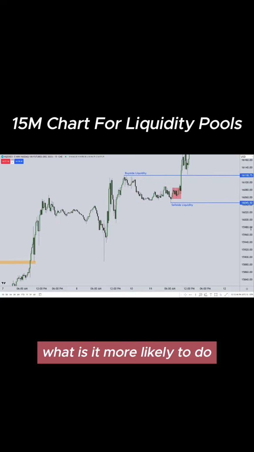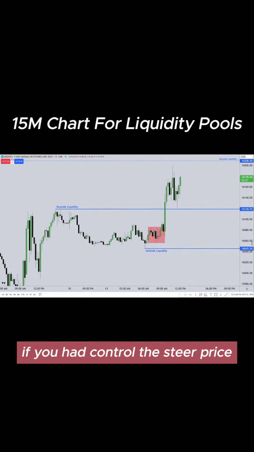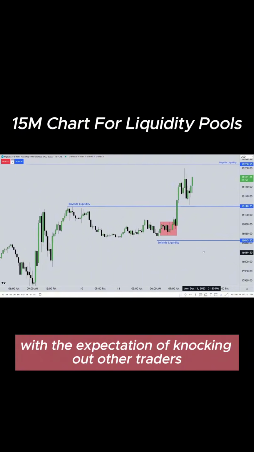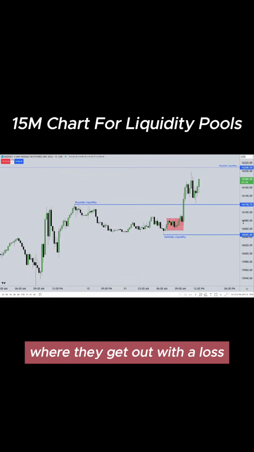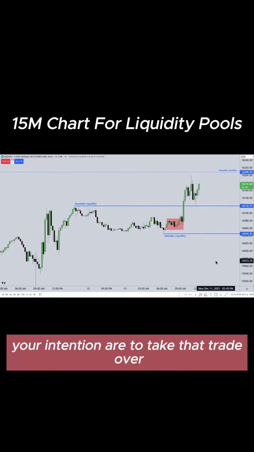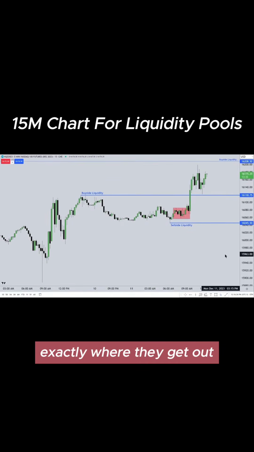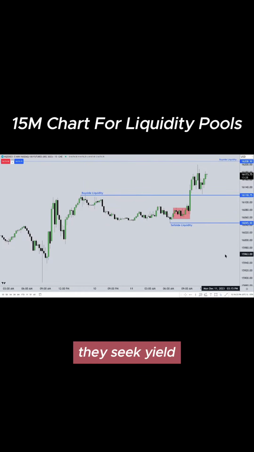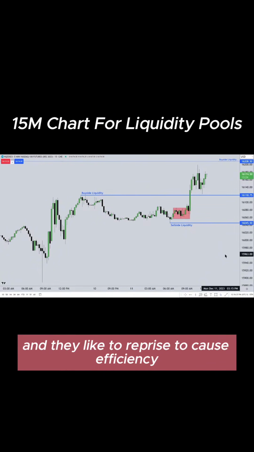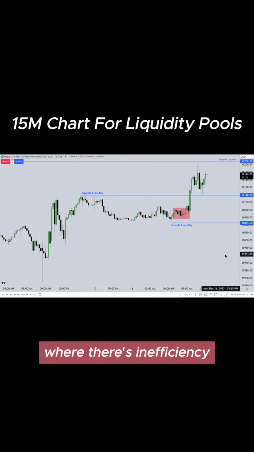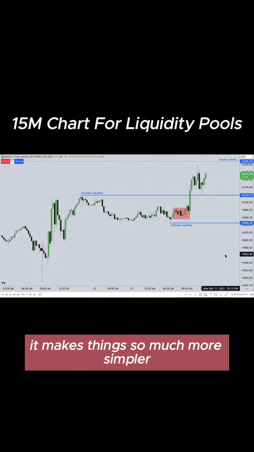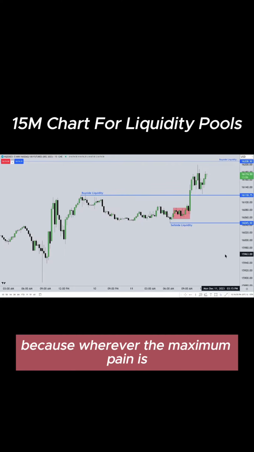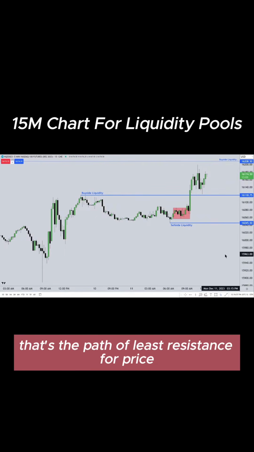What is it more likely to do if you had control to steer price with the expectation of knocking out other traders so that way you could take their position over where they get out with a loss? Where they get out with a loss, your intentions are to take that trade over exactly where they get out. Understand that these markets operate on the basis of liquidity. They seek yield, and they like to reprice to cause efficiency where there's inefficiency. When you take a step back and you look at it from that perspective, it makes things so much simpler. Because wherever the maximum pain is, that's the path of least resistance for price.